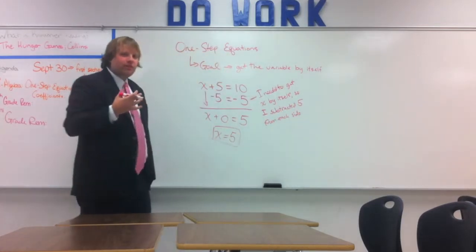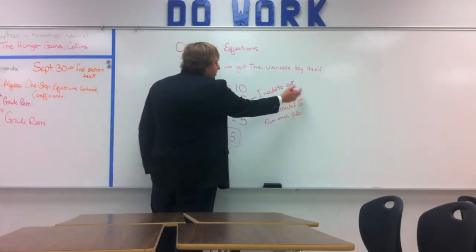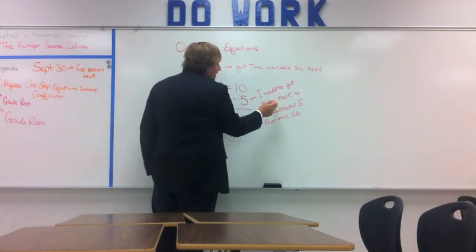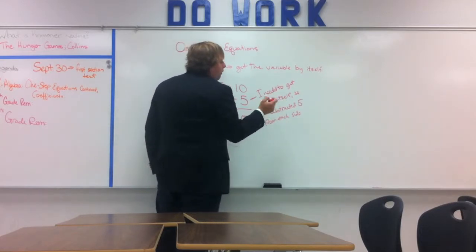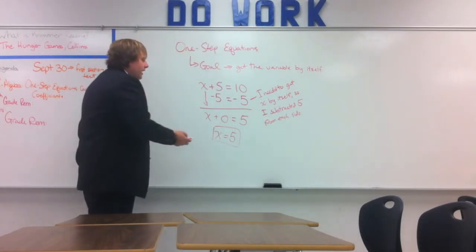When we're doing our work with metacognition, when we're talking about what we're doing and why we're doing it, we need to explain what we did and why we did it. Why we did it: we needed to get x by itself. What did we do? We subtracted 5 from each side. And that gave us this.